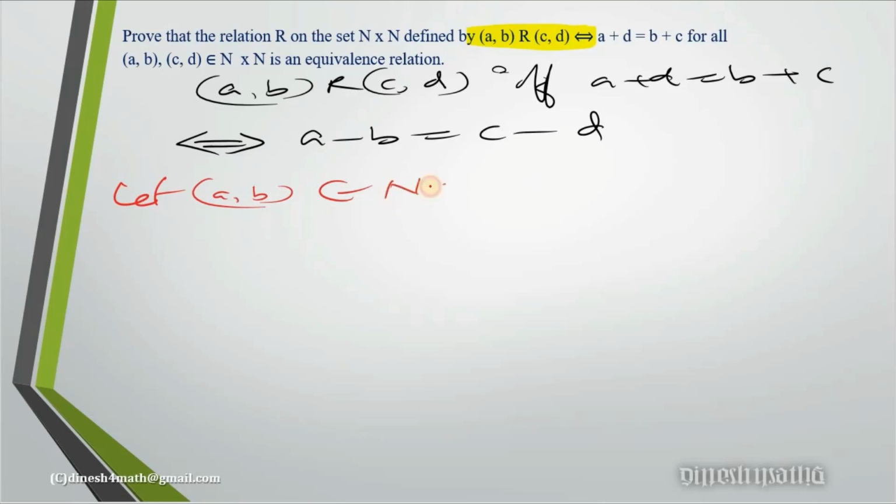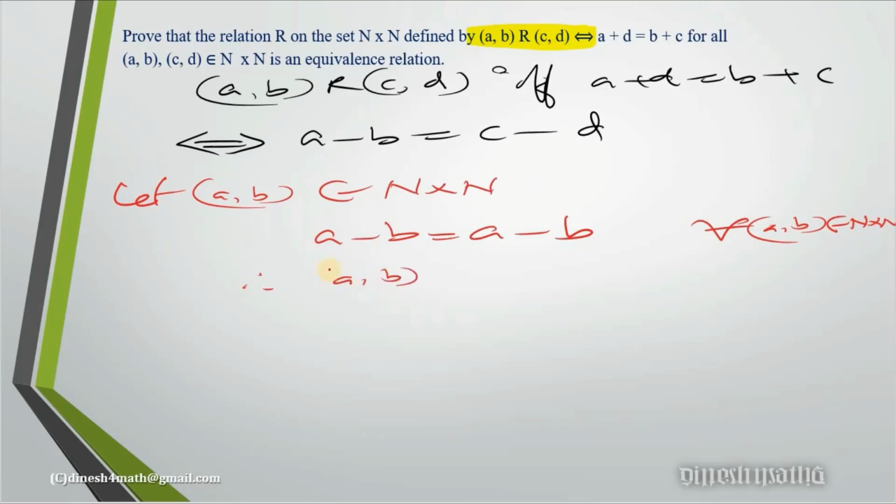So let (A, B) belong to N cross N. The first thing I need to prove is that (A, B) is related to (A, B), that is, A minus B equals A minus B. It's always true, right? A minus B is equal to A minus B for every (A, B) in the given set of ordered pairs. Therefore, (A, B) is related to (A, B) for every (A, B) in the set N cross N. Therefore, the relation is reflexive.